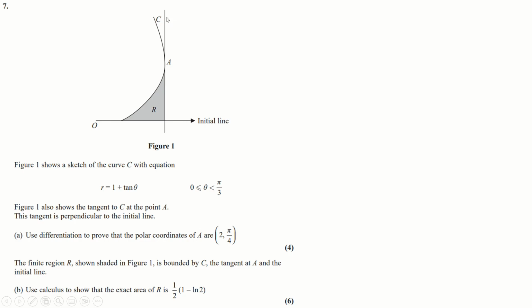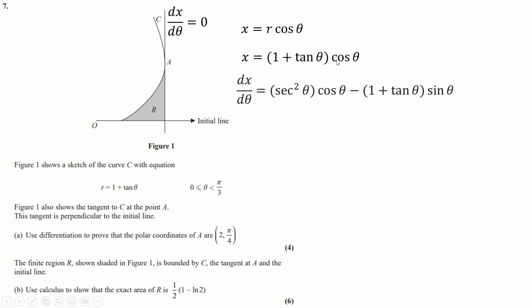You've got a tangent perpendicular to the initial line, which is dx by d theta equals 0. Of course, x is r cos theta in polar coordinate land, but r is 1 plus tan theta. So let's find out dx by d theta. By differentiating this, you can use some product rule. This differentiates to sec squared, leave that alone, this differentiates to minus sine. You can set that to be 0, I guess first. Sec squared times cos is just sec.